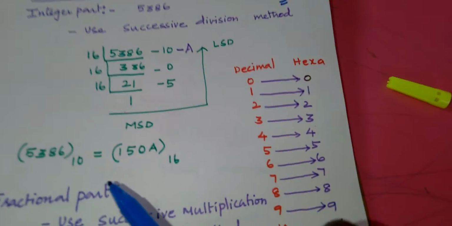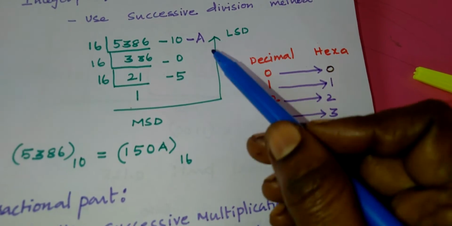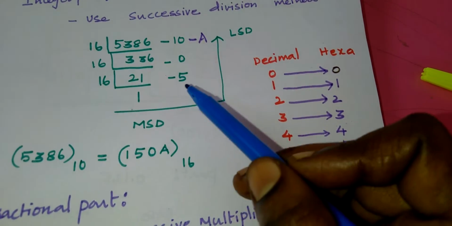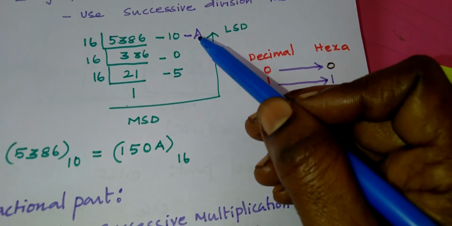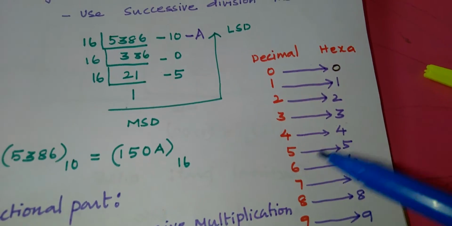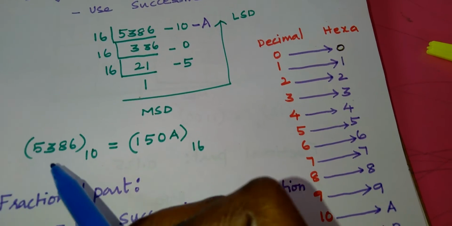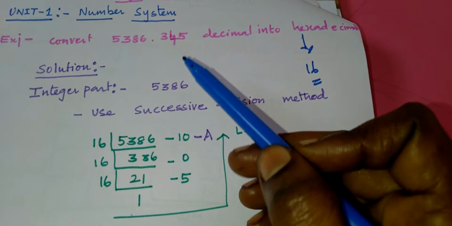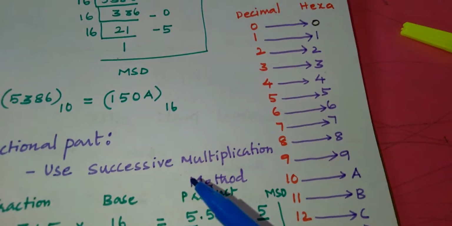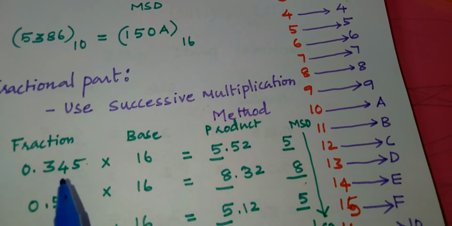While writing the answer, follow the direction from bottom to top. So write 1, 5, 0, and for 10 you have to write A, since this is hexadecimal code. So the integer part is converted from decimal to hexadecimal. Now take the fractional number from the question for the conversion.